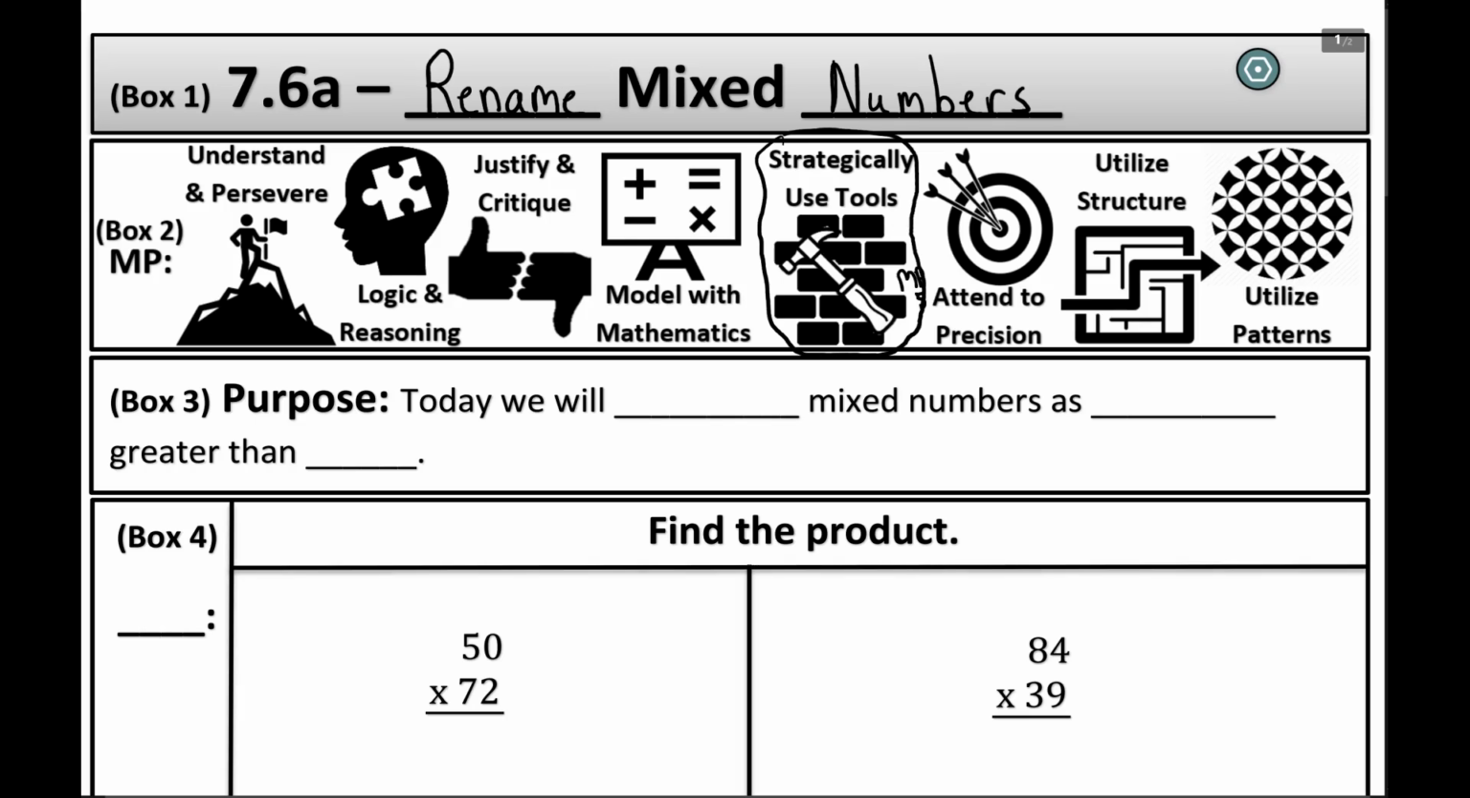Going into Box 3, our purpose. Today we will rename mixed numbers as fractions greater than 1. And I'll just put the 1 like that. That's fine, okay? On the bow, you know what to do. In 3, 2, and today we will rename mixed numbers as fractions greater than 1. Great job, class. Awesome, awesome, awesome.